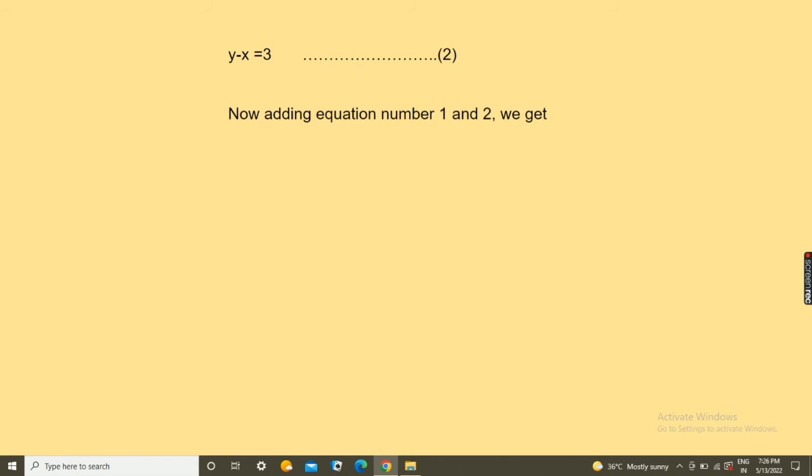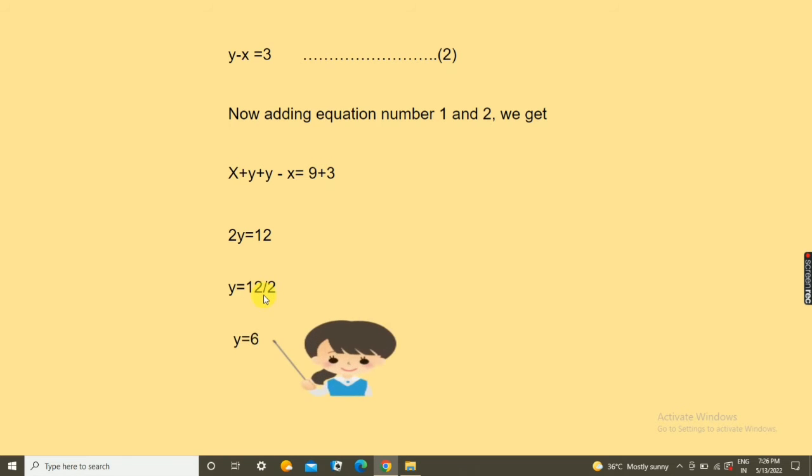Now adding equation number 1 and 2, we get x plus y minus x is equal to 9 plus 3. Now x got cancelled with x because one has a positive sign and the other a negative sign. We got 2y is equal to 12, and y is equal to 12 upon 2. Solving this, 2 1s are 2, 2 6s are 12. We got y is equal to 6.